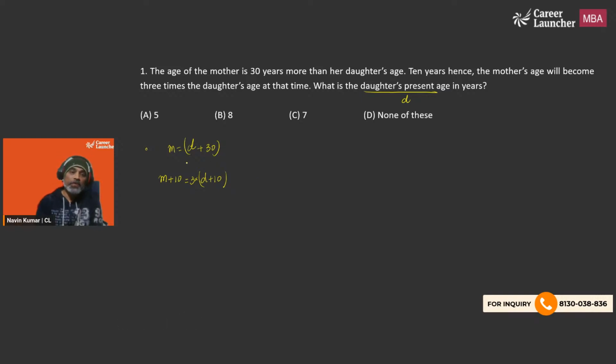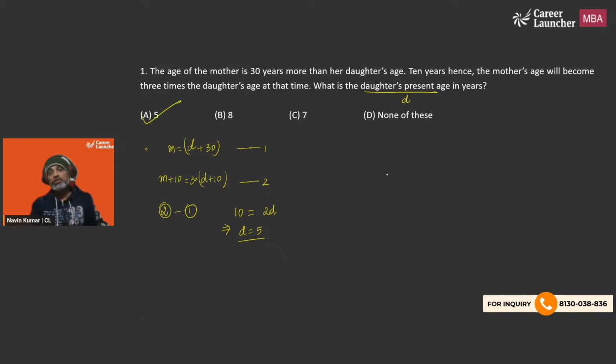What we can do is straight away subtract. Let's call this the first equation and this the second equation. Second equation minus first equation will give us our LHS as 10. Our RHS is 3D plus 30 minus D plus 30, which is going to be 2D. This gives us the value of D equal to 5. That becomes our answer.